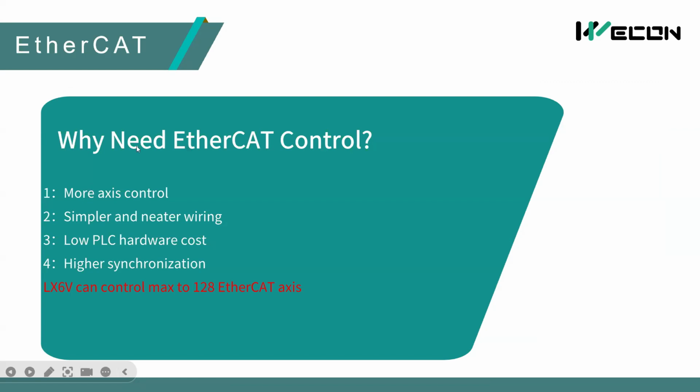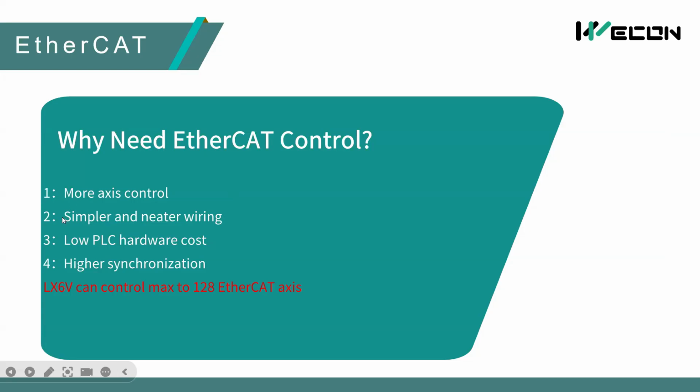In my opinion, EtherCAT control has these four advantages compared with pulse axis control. First, through EtherCAT, our PLC can connect more axes. For pulse control, because we need high-speed pulse output, there will be a hardware limit in the PLC. But for EtherCAT, we control the driver through communication, so we can connect, for example, up to 128 EtherCAT axes.